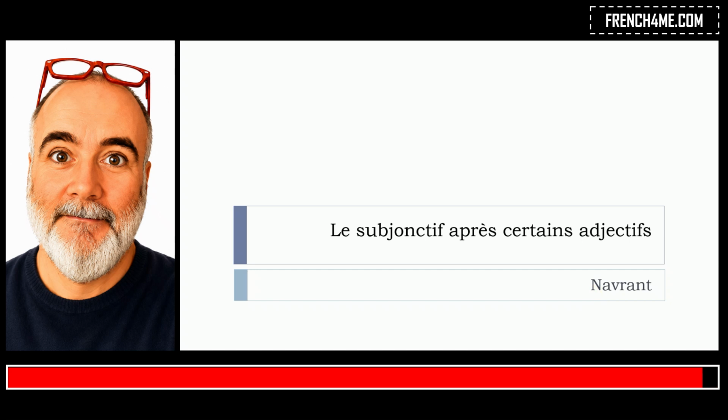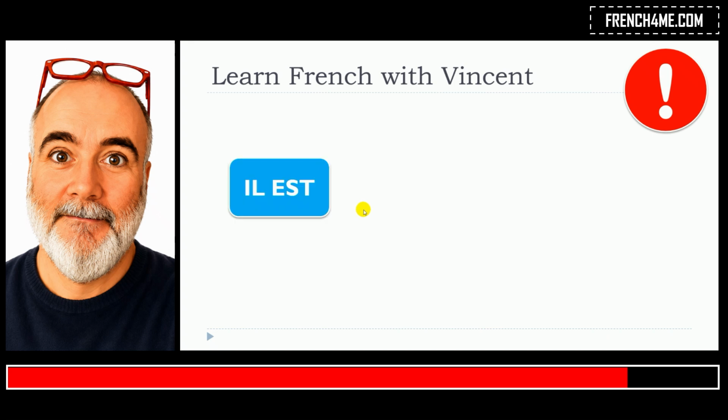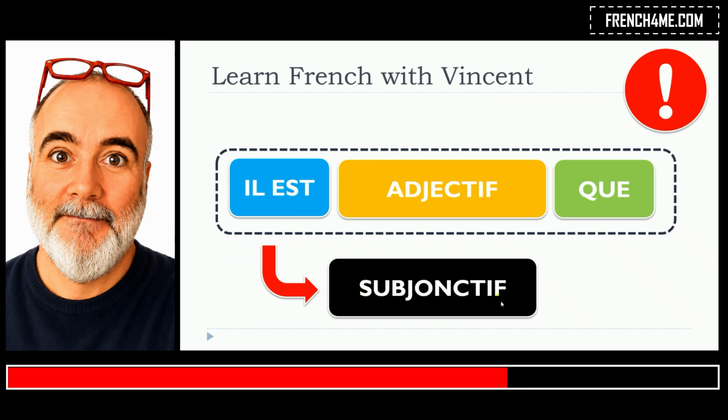In this lesson, we will see together le subjonctif après certains adjectifs, but more precisely, we will see navrant. The important thing that we need to remember is that we will structure our sentence in such a way. We will start with il est. Remember that in that case, il will stand for it and not for he. Then we will put the adjective, then que, and after all that, we will introduce the subjunctive. So it means that the verbs that will come after this structure will be in the subjunctive.